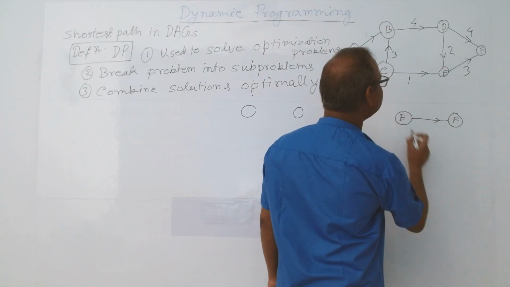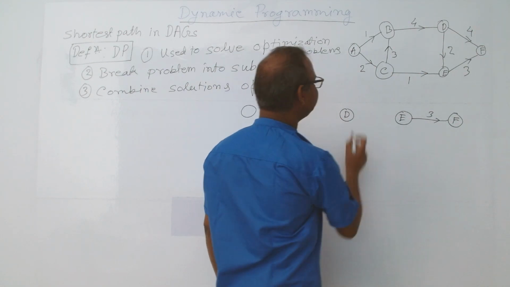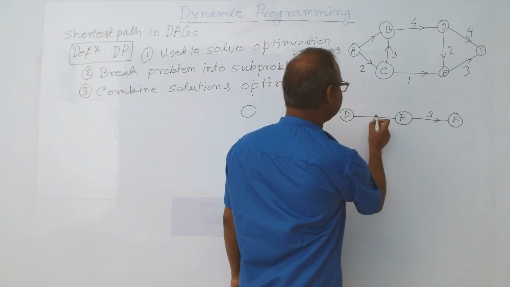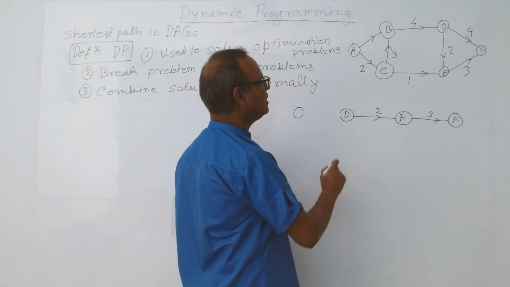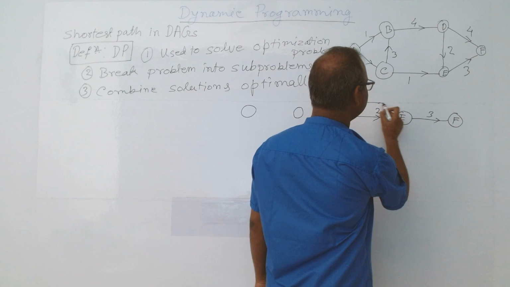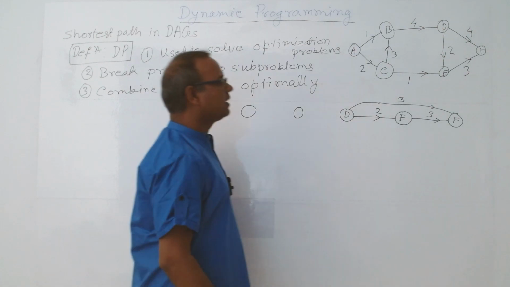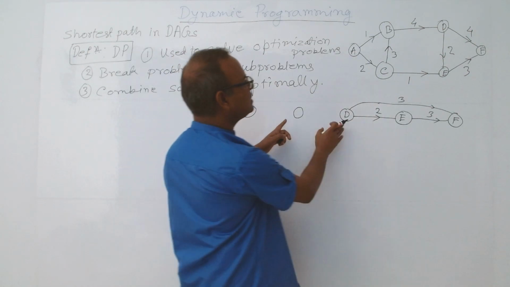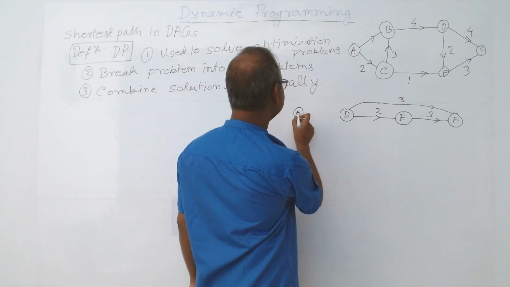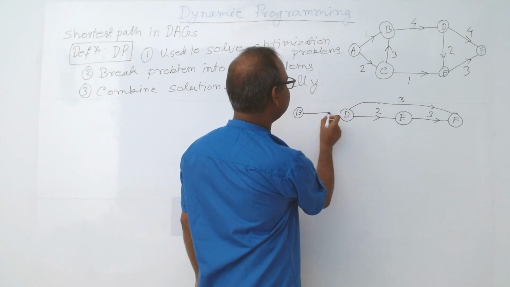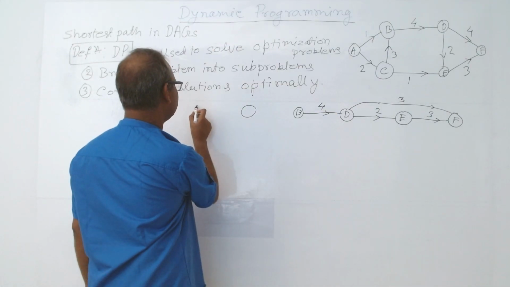Let's say this is our E, so this edge weight is 3, and this is our D. There is an edge from D to E which has edge weight 2, and D to F, the edge weight is 3. Now we have other edges. Let's say B to D is 4, and we need to draw one more.